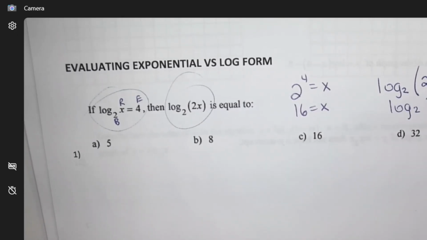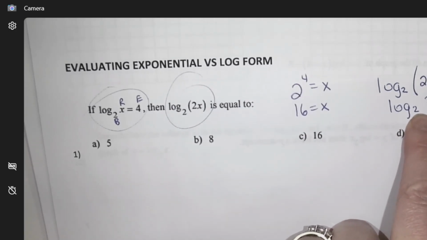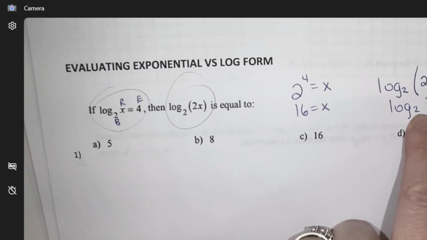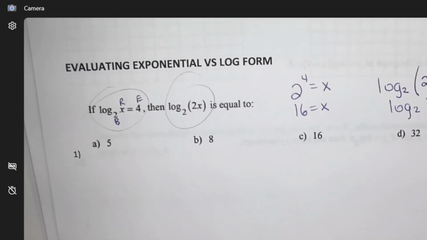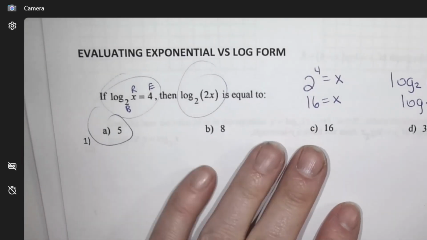Okay, so this is a log. So what is your brain doing? Your brain is trying to think of the exponent. So here's what your brain is doing. The base 2 with some kind of exponent has to make 32. That's what you're thinking about. So one of those answers is the exponent. Did you pick the 5? 2 to the 5th is 32. Okay?